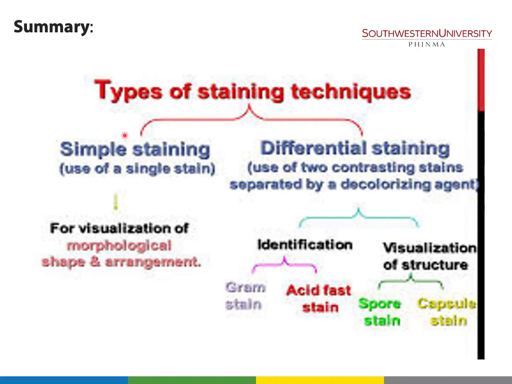So this is just a summary of the types of staining. For simple stain, again, it uses a single stain merely for visualization of morphology, shape, and arrangement. For differential stain, it uses different contrasting stains separated by a decolorizing agent. It can be for identification or for visualization of structures. Commonly, you have your Gram stain and acid-fast stain for identification, and for visualization of structures, your special stains.